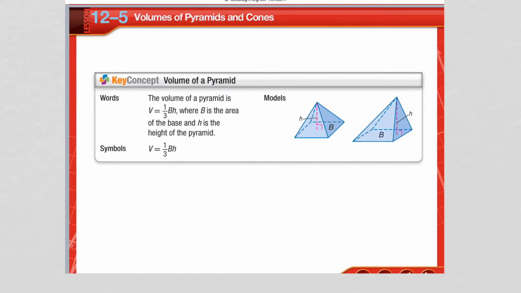So we have skipped surface area. We'll worry about that later if we go back to school. We're going to talk about volume.